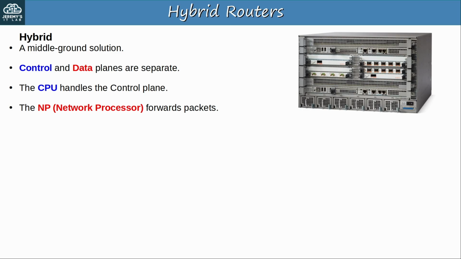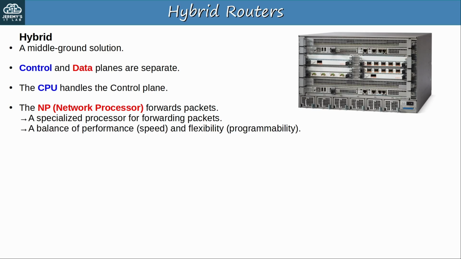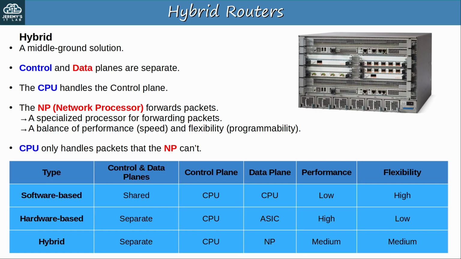So what is an NP? It's a specialized processor for forwarding packets or other network-related functions. These offer a balance of performance and flexibility because they are programmable. However, there are still packets the NP can't handle, in which case the CPU will be used to make a forwarding decision. Here's a chart summarizing these three types of routers.